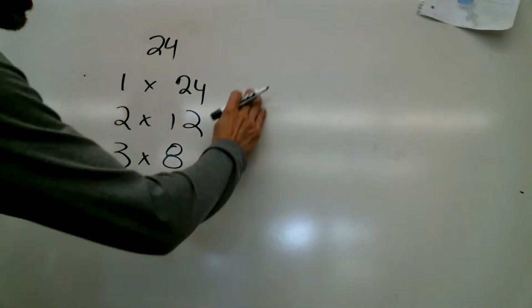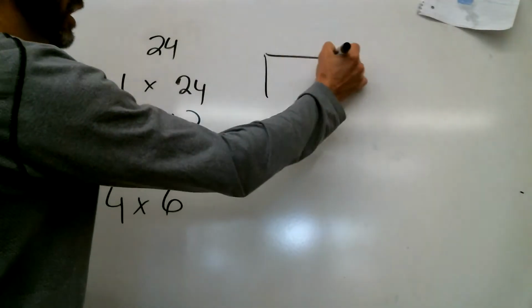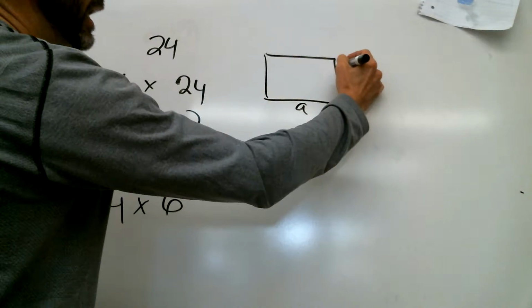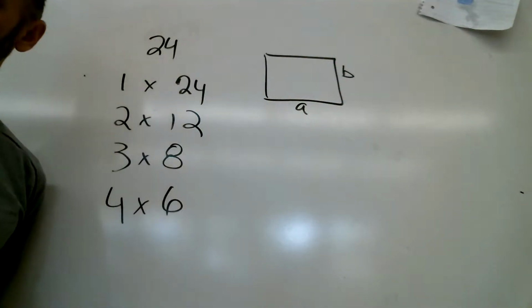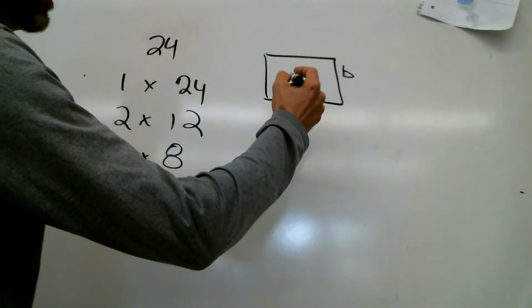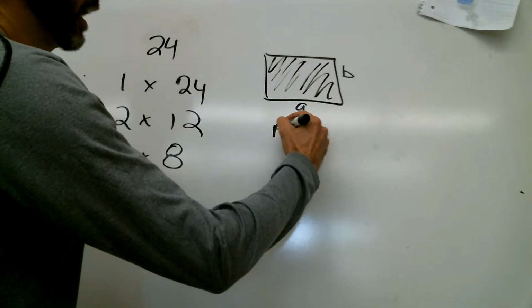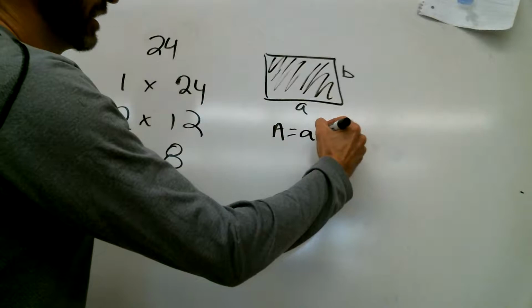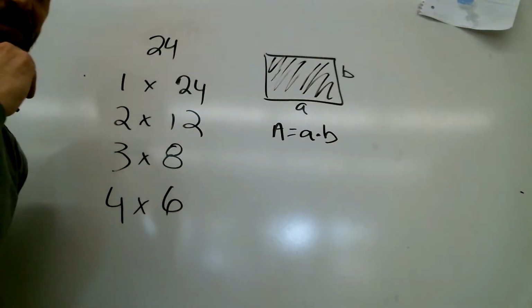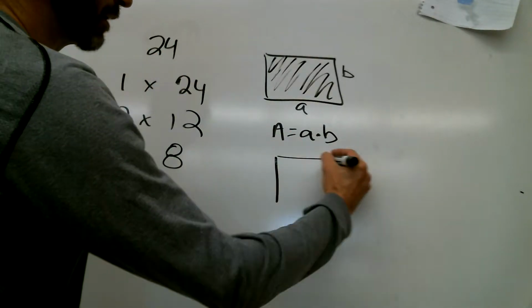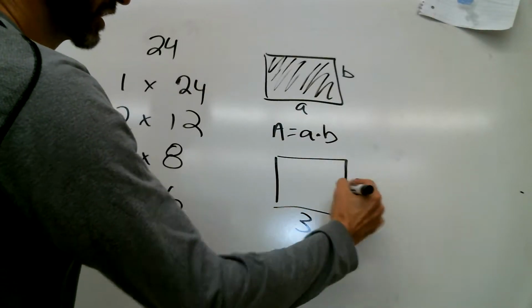So when we talk about area, remember if I have a rectangle that is A by B, so the side lengths are A and B, and I want to know how much area is in this rectangle, the area is going to be A times B. If I have 3 by 2, let's just see what this looks like.